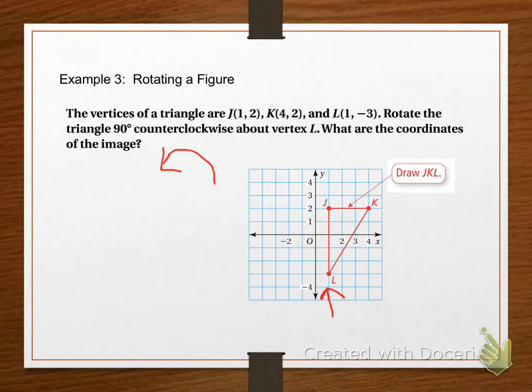So turning it 90 degrees this way, L's going to stay the same. But my J will end up coming down and being right there.